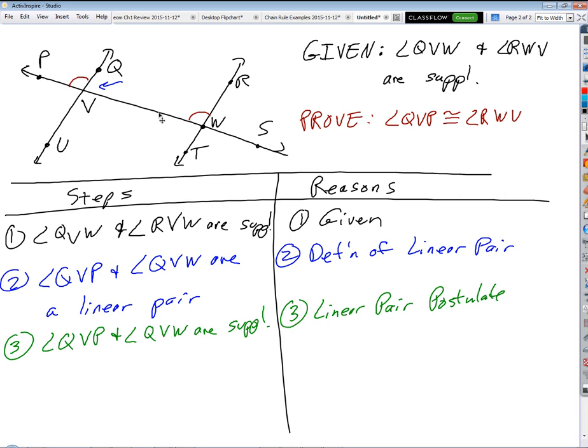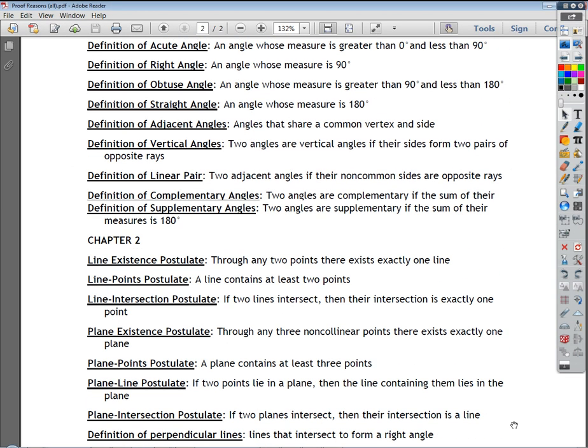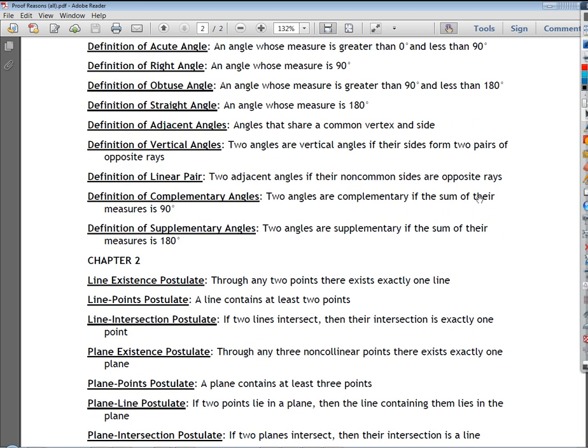If we wanted to say that the sum of the measures of those angles is 180, what we'd have to do is say first they're a linear pair by definition of a linear pair, then they're supplementary by the linear pair postulate, and then what? Then we could say they add to 180 by the definition of supplementary angles. If two angles are supplementary, then we know that their sum is 180. That's the definition of supplementary, right? But we don't need to do that in this case. You could potentially do something like that and make it work, but we can be quicker than that. We don't need to go that far.